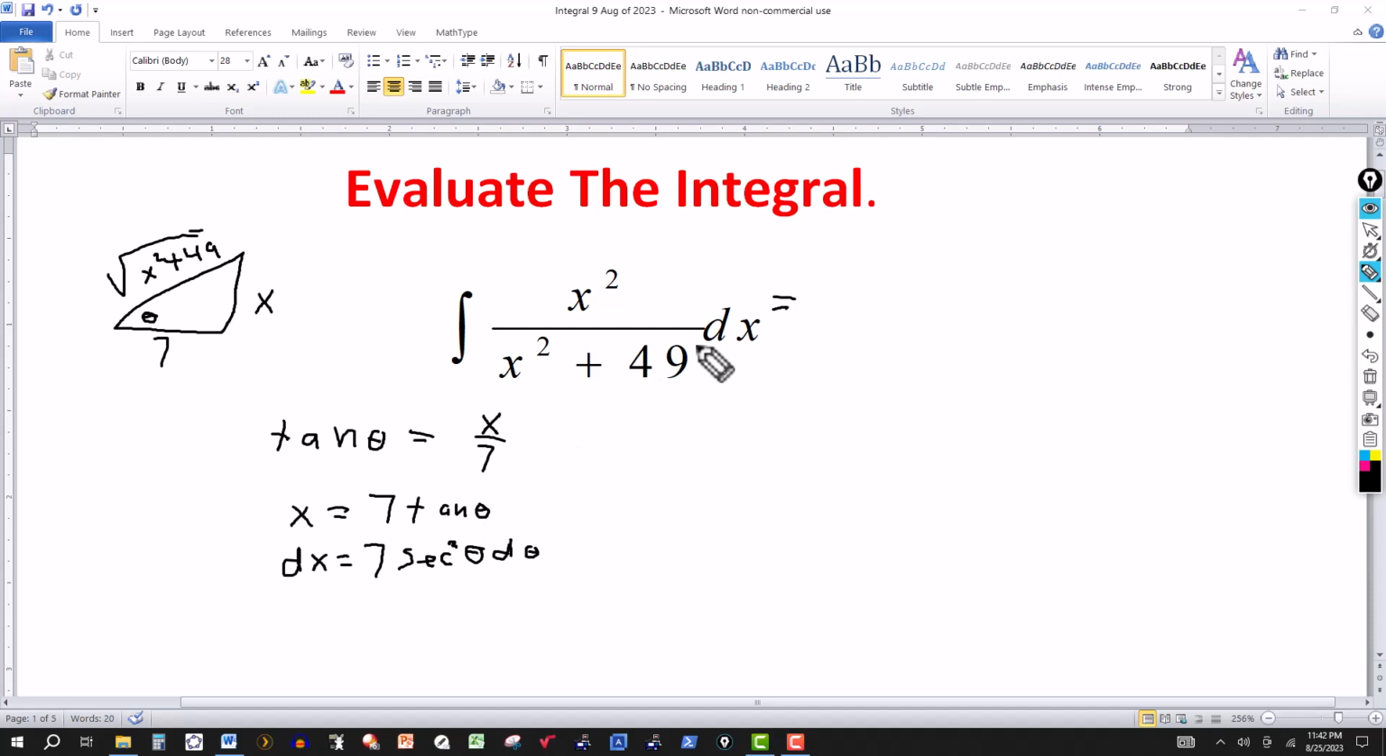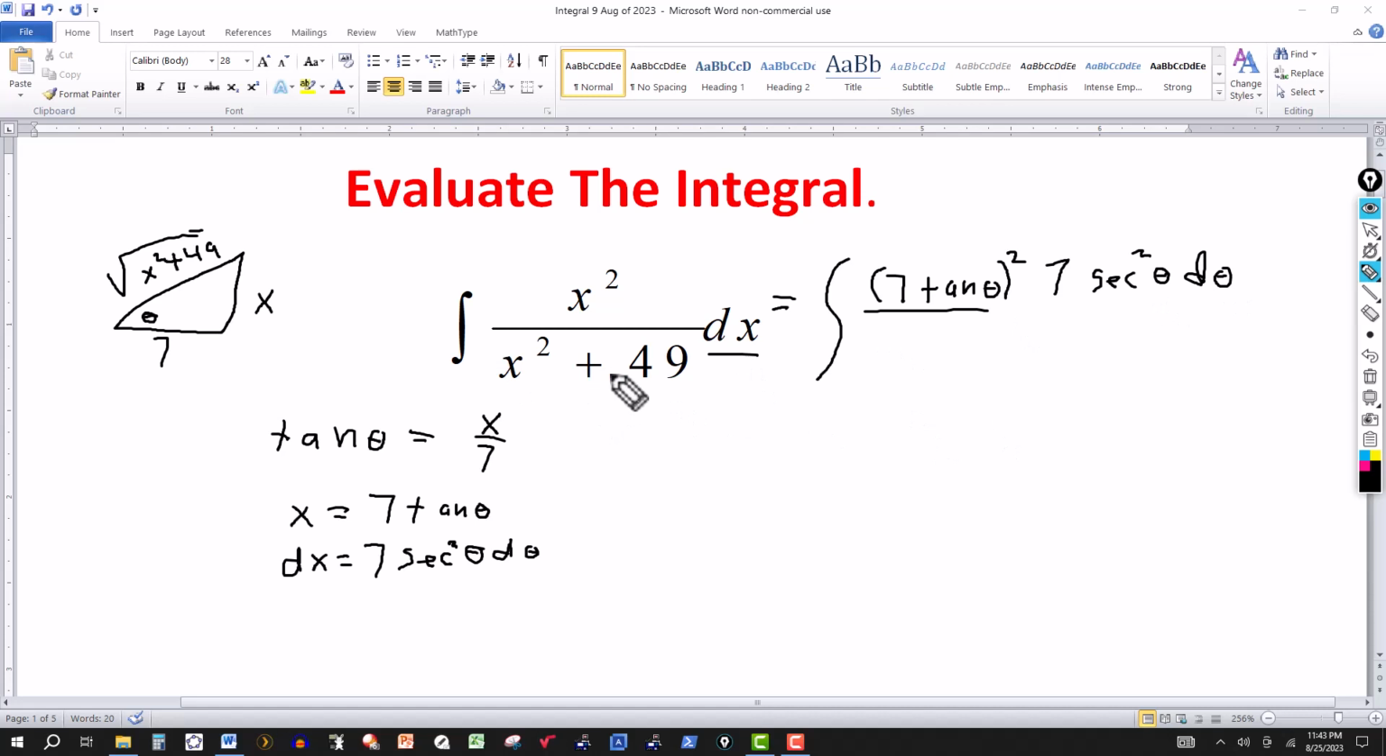Go from x to theta. So we have the integral. So what do we have here? We have x squared. But x is 7 tangent theta. So I can replace the x squared by 7 tangent theta squared. That was replacing the x by 7 tangent theta. And then I can replace the dx right here by this. That would be 7 secant squared theta d theta.